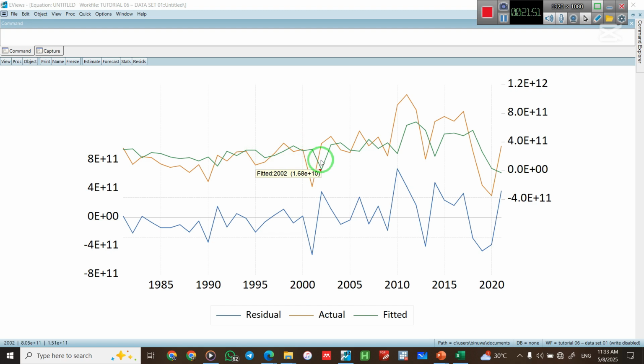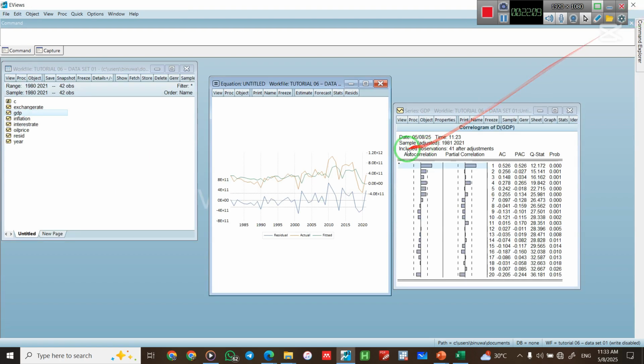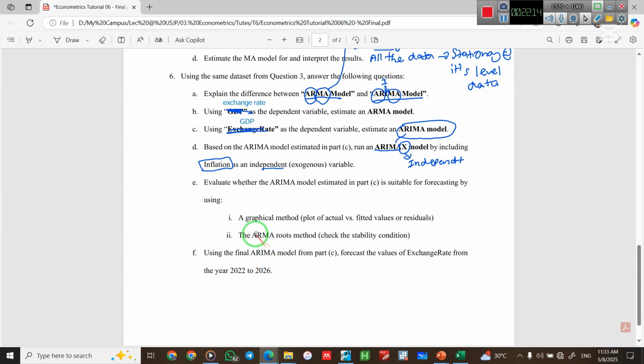So based on that we can say that the model is good for forecasting, because the forecasted values are similar to the actual values. So we can say the model is suitable for forecasting. Now we are done with the first method, the graphical method. Now you have to identify whether this model is suitable for forecasting using the ARMA roots.